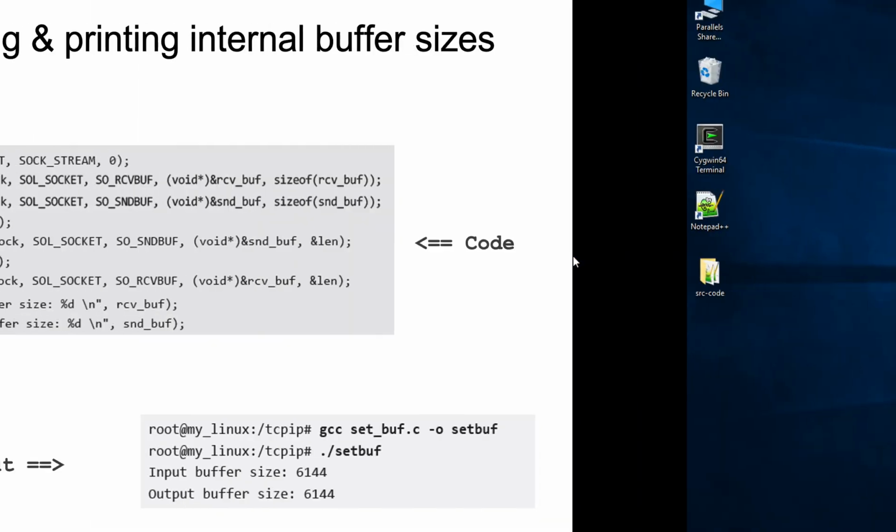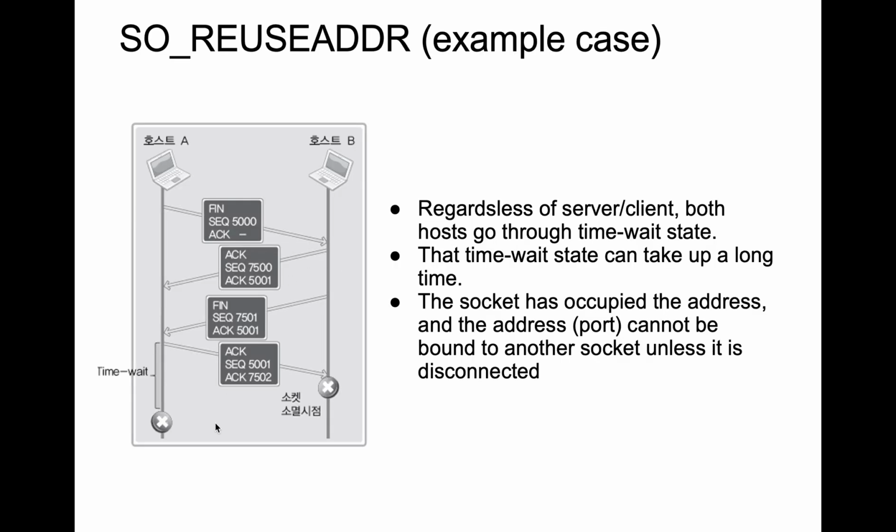So the next example would be the reusing of a taken address. Let me first explain what TIME_WAIT is, because we will be working with the socket property called SO_REUSEADDR. Regardless of server or client, both hosts go through the TIME_WAIT state. Because we are working with two computers talking to each other, one of them might try to finish the connection, and the response might not come in time. And this process will have to wait before closing that socket.